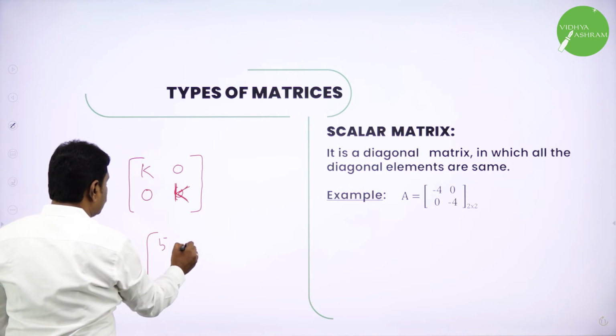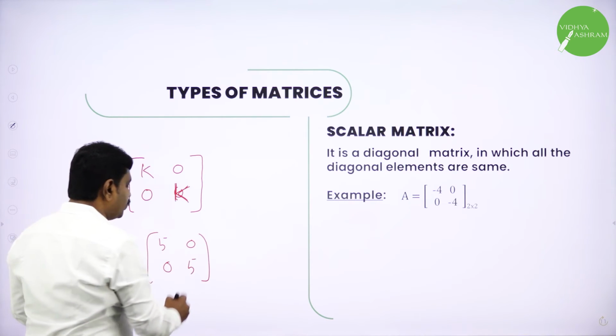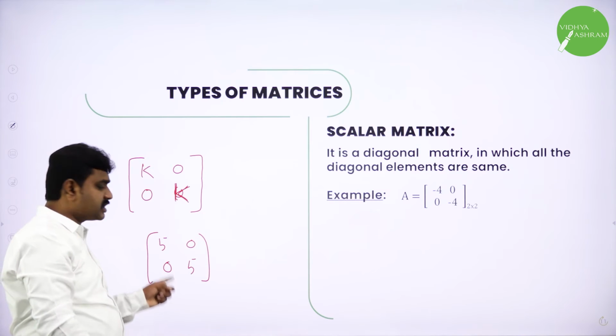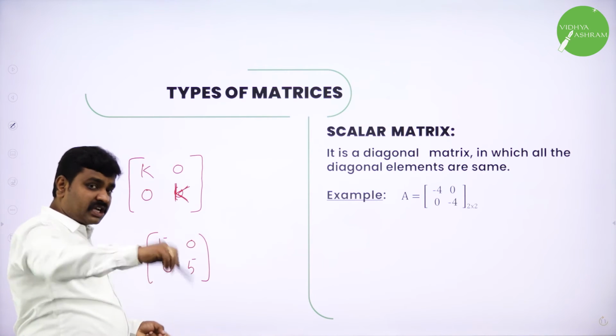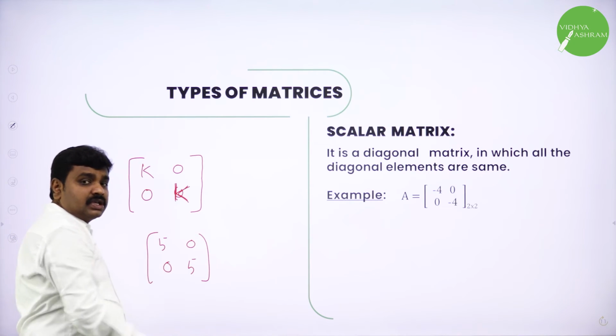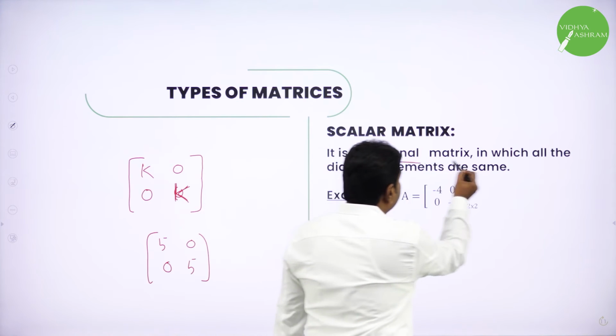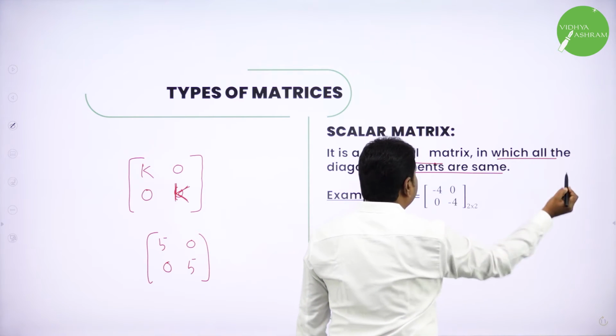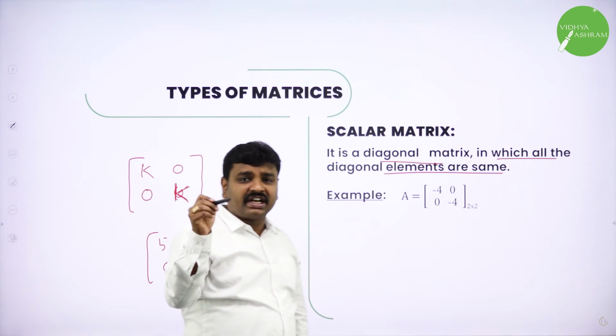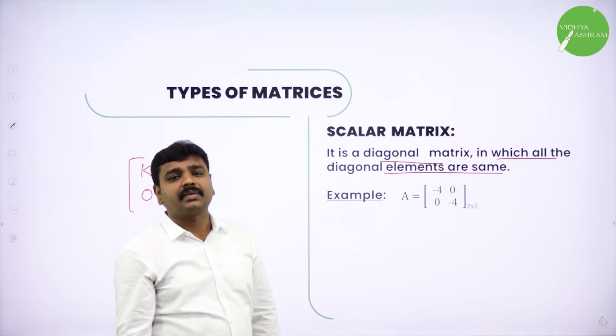For example, 5 0 0 5. My question to you, is it a diagonal matrix? Yes, because other than the diagonal all are zeros. And the speciality is that the diagonal elements are the same. So a diagonal matrix in which all the diagonal elements are the same, we call a scalar matrix.